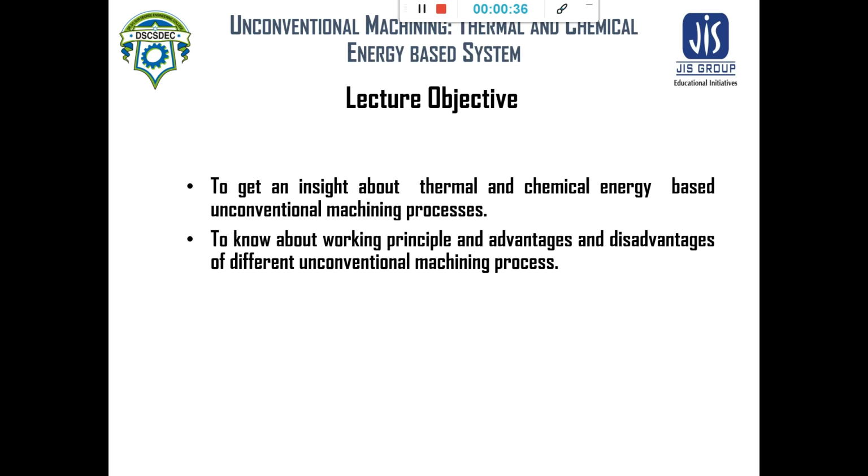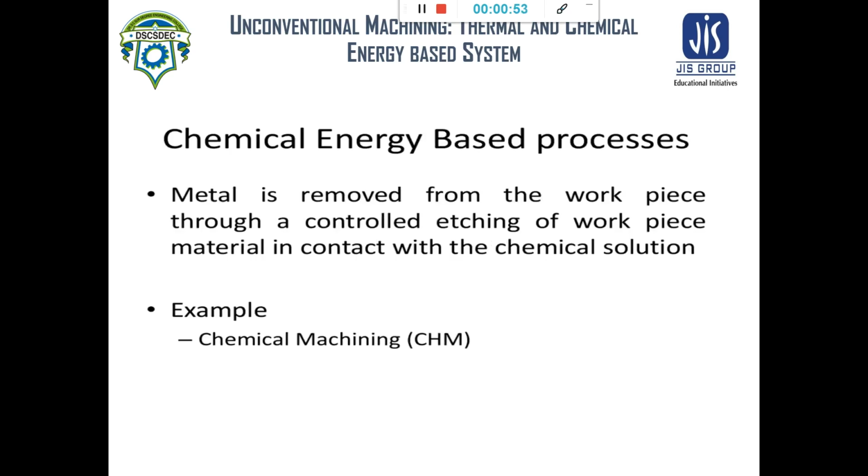The lecture objective here is to get an insight into the thermal and chemical energy based unconventional machining processes, and to know about the working principle, advantages, and disadvantages of different unconventional machining processes. So let's start with the chemical energy based processes. The chemical energy based processes are those which use chemical energy to remove material from the workpiece. An example of this process is chemical machining, or CHM.